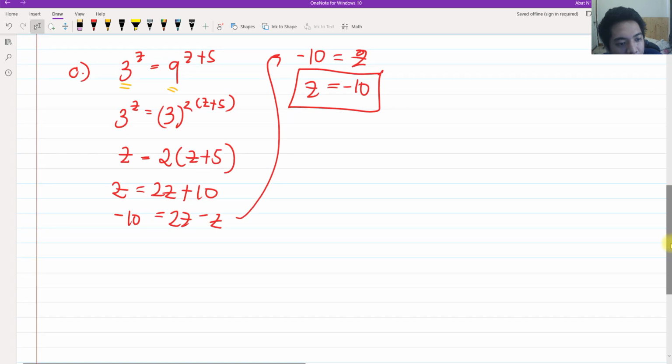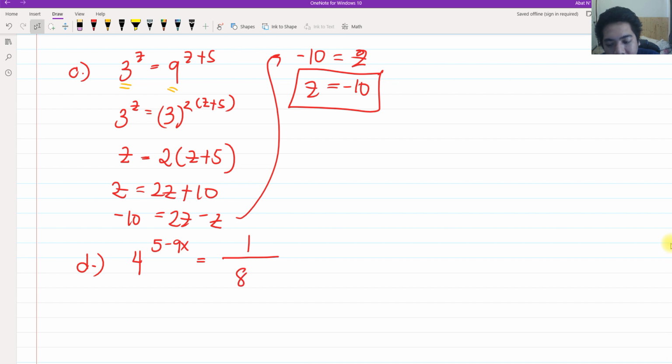For number 4, we have letter D. We have 4 raised to 5 minus 9x equals 1 all over 8 raised to x minus 2. So the very first thing that we're going to do here, we know that they don't have the same base, and the right side of the equation is in fraction form.